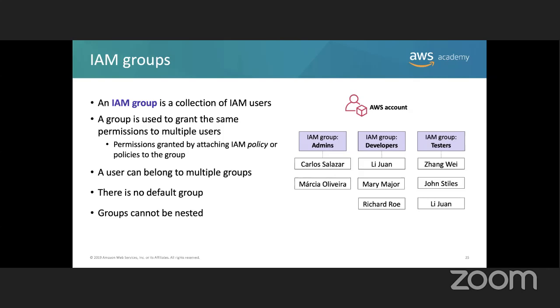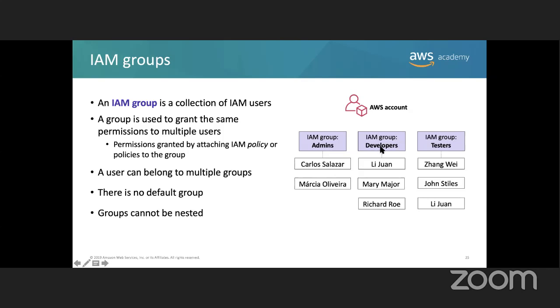Now we have the IAM group admins. Inside we have Carlos Salazar and Marcia Oliveira. Whatever permissions these admins have, Carlos is going to have, Marcia is going to have. All the permissions that the group has will affect all the users inside the group. That's why it's best practice to create a group, give permissions to the group, and add users inside. You don't have to change the user permission because the user will be affected by the permission that the group has. All right.